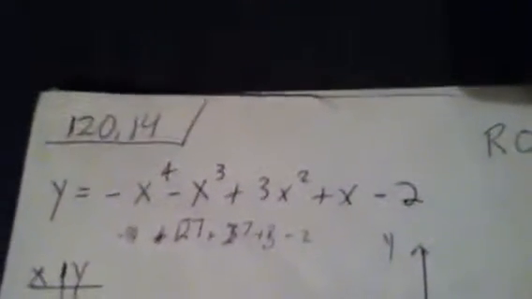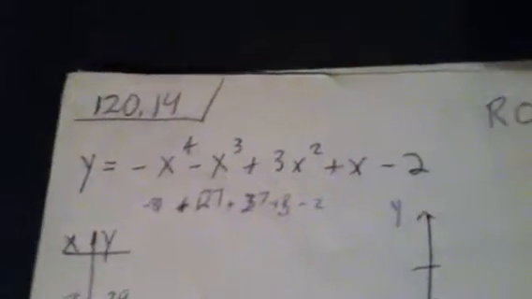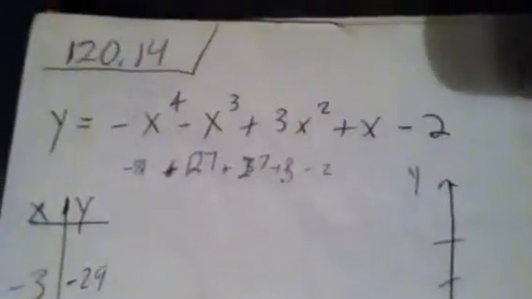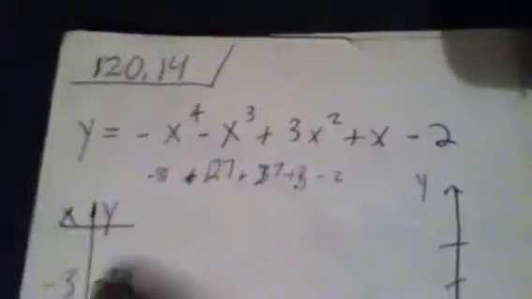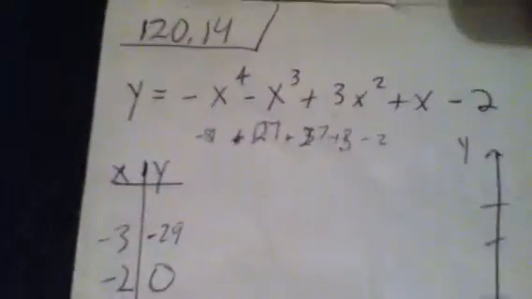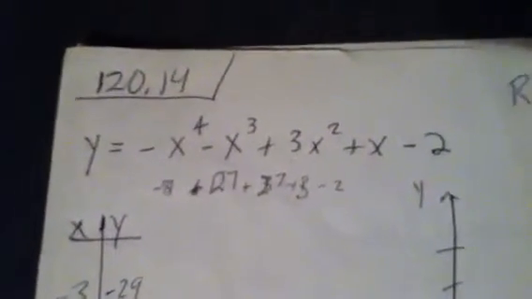Lesson 120, number 14. It's got a quartic, and it wants us to find the region of interest and then sketch the graph using our knowledge of graphs. So the region of interest, you just go through and look at the coefficients of everything. It's supposed to be normalized first. Normalized means the lead coefficient is 1.